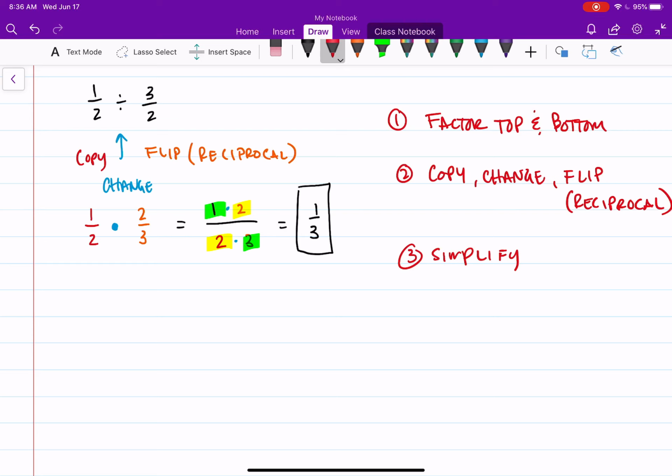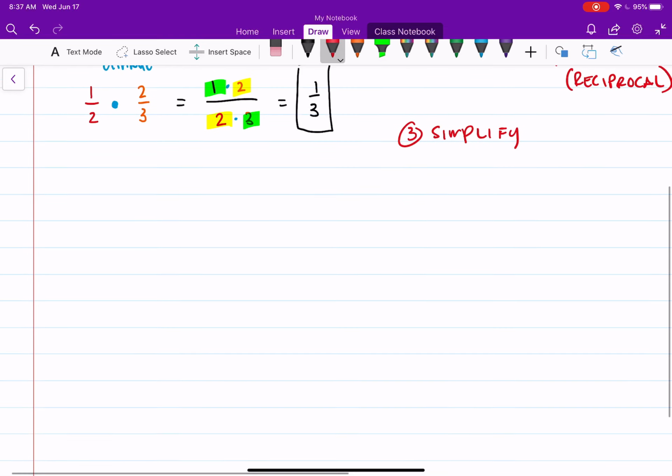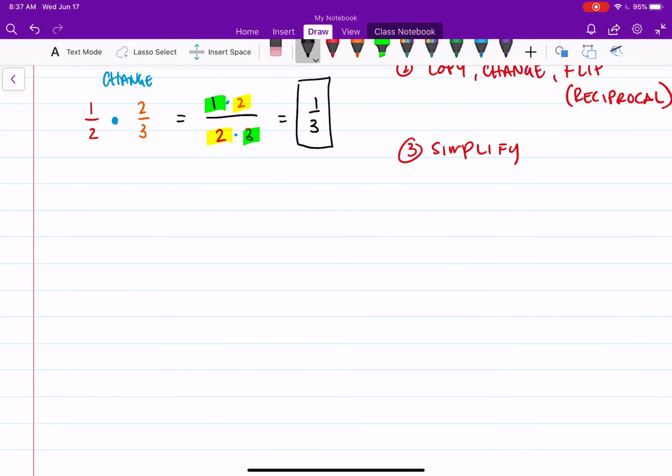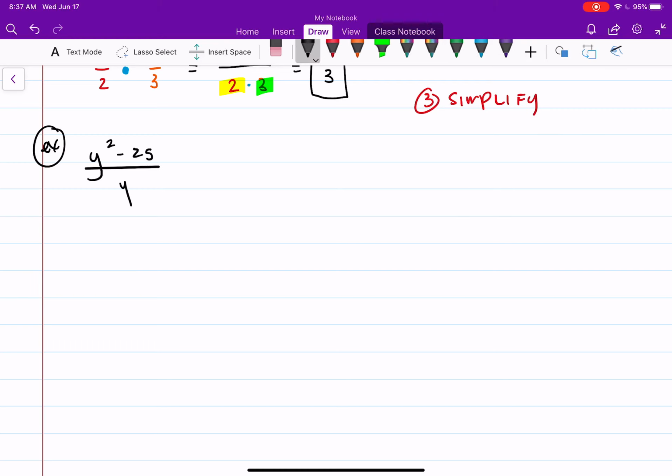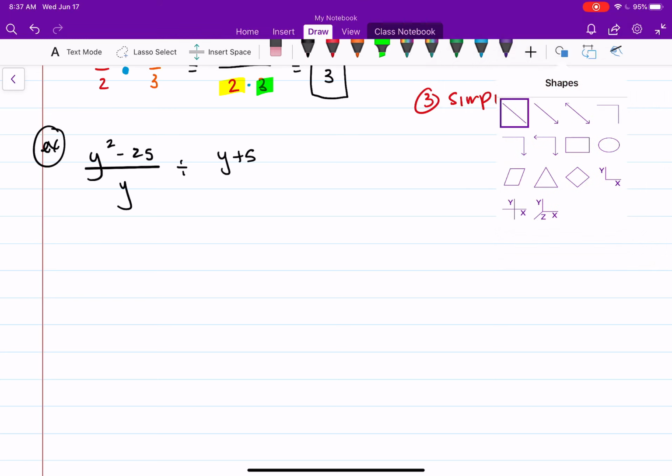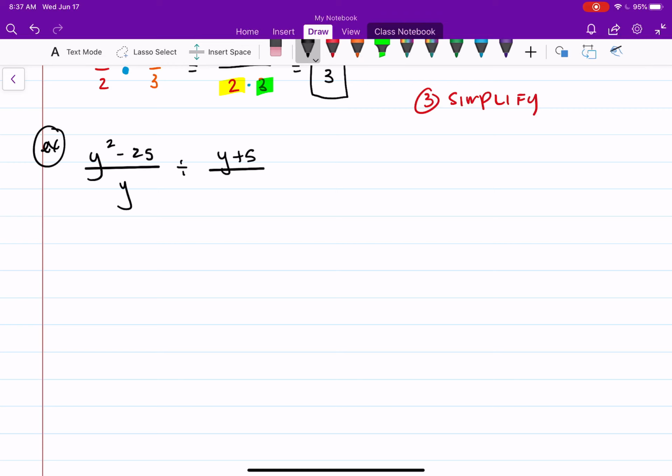Okay? So let's do a couple problems here and then we move along. All right? So here we go. What kind of problems are you going to see in here? We're going to see an example: y squared minus 25 over y, divided by y plus 5 over y minus 5. Okay?